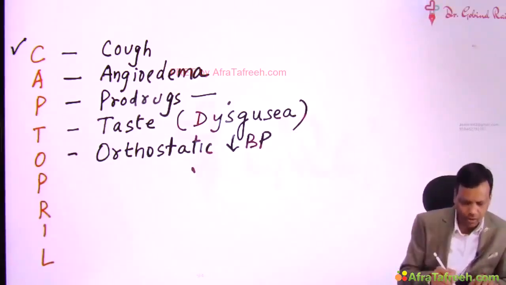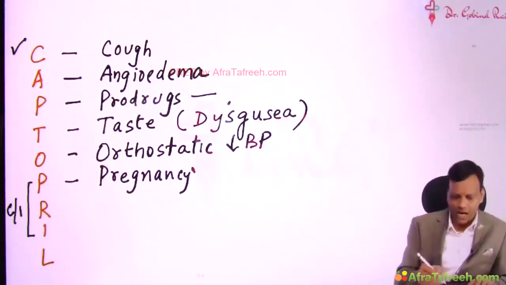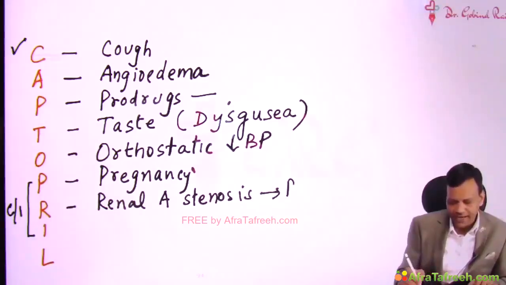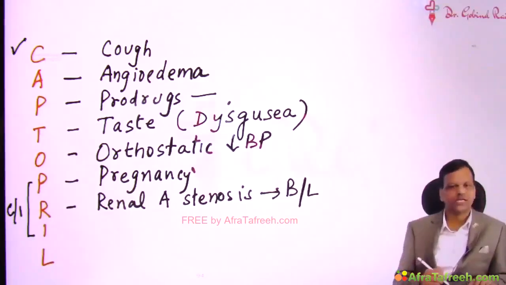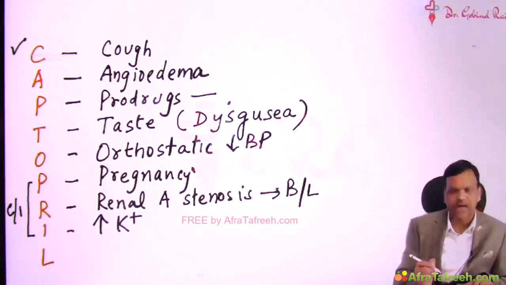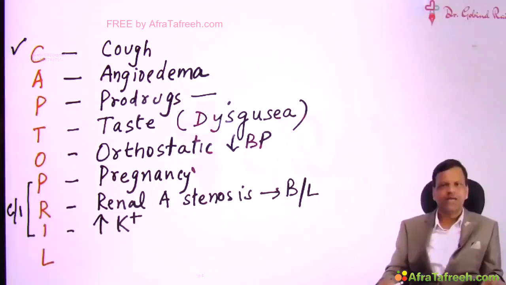The next three are the contraindications of ACE inhibitors. P for pregnancy. ACE inhibitors are contraindicated in pregnancy. R is renal artery stenosis, particularly when it is bilateral. So in bilateral renal artery stenosis, ACE inhibitors are contraindicated. And I for increased potassium, which means hyperkalemia. So ACE inhibitors are contraindicated in pregnancy, bilateral renal artery stenosis, and patients with hyperkalemia.